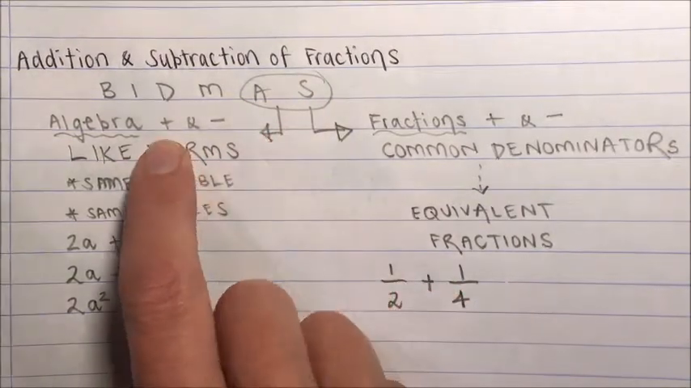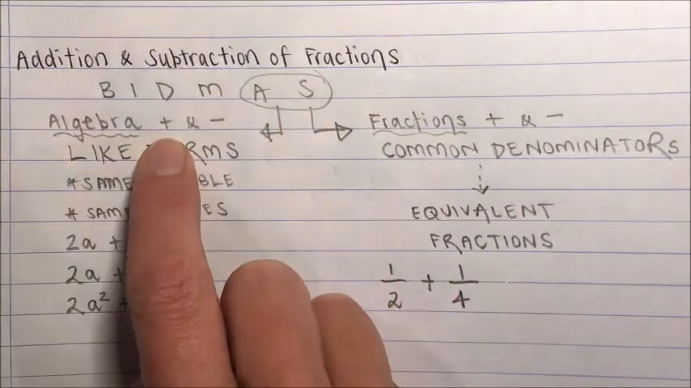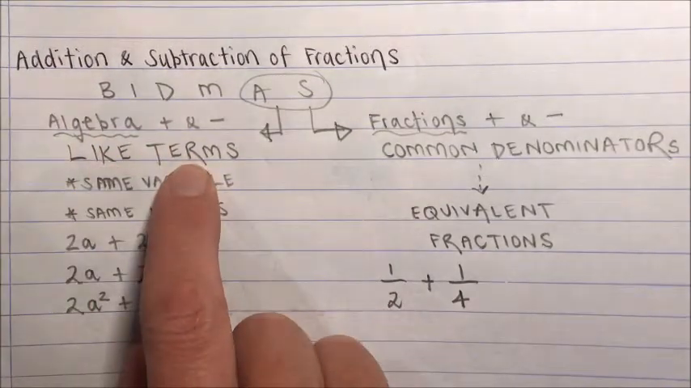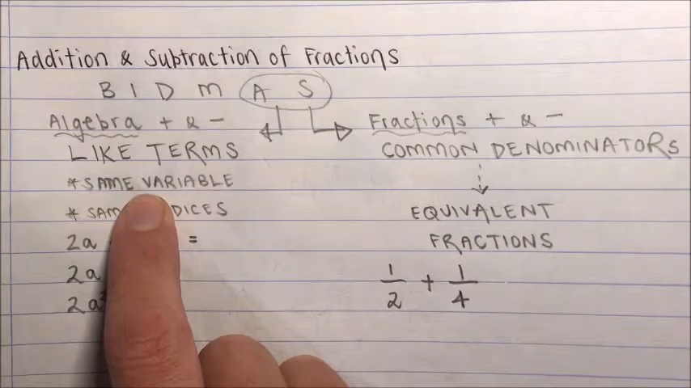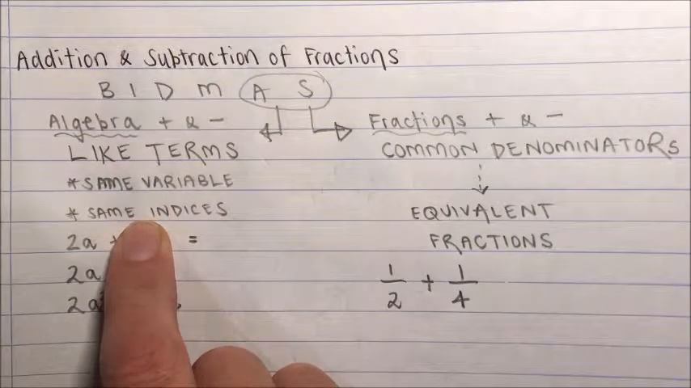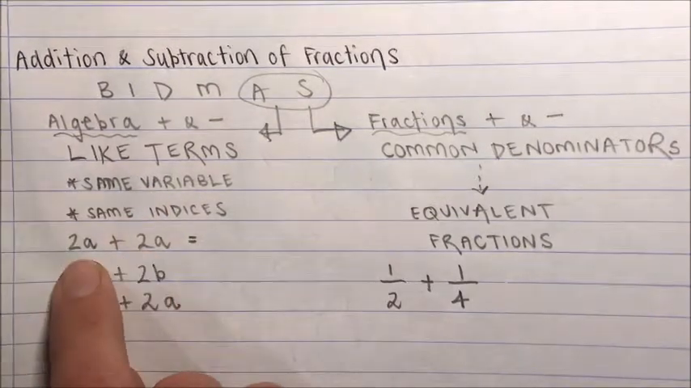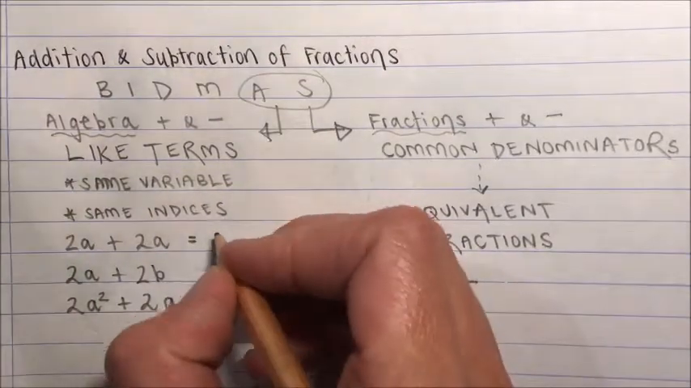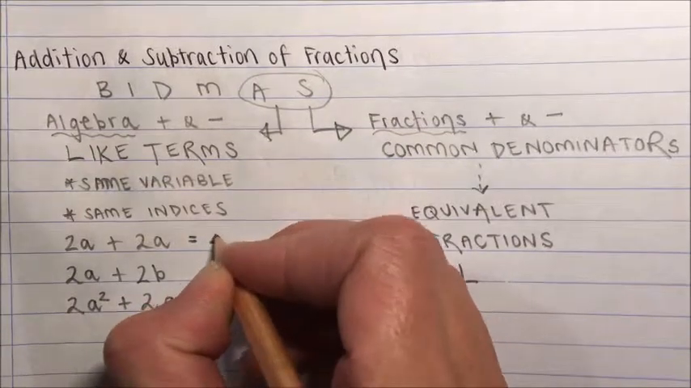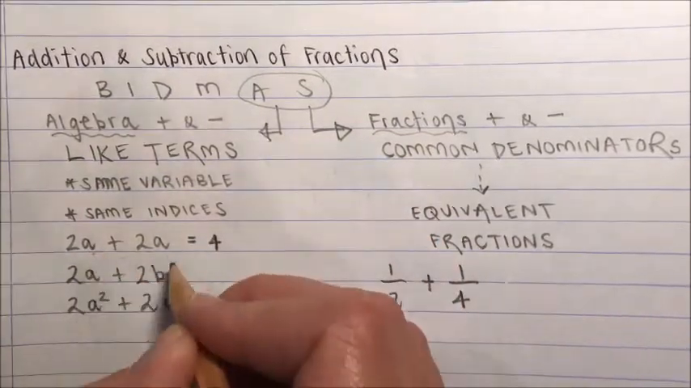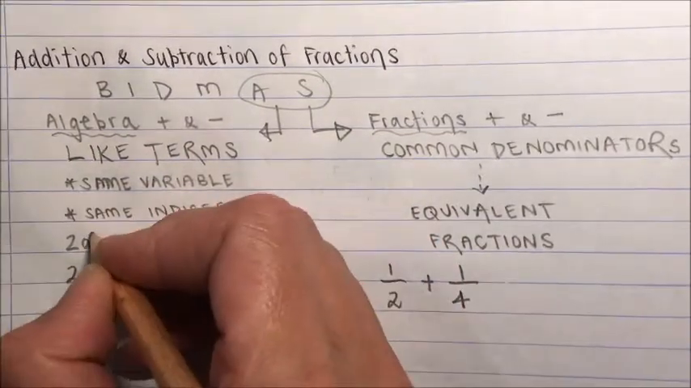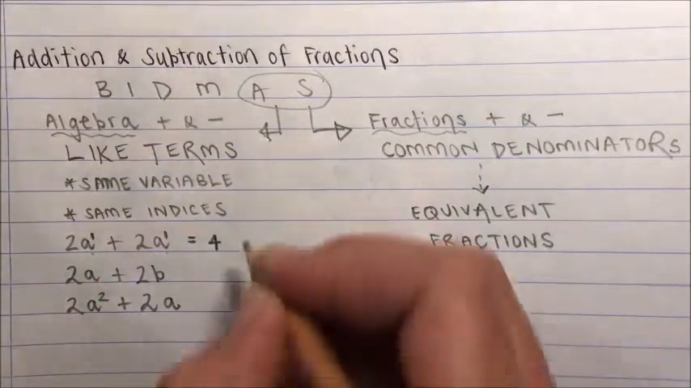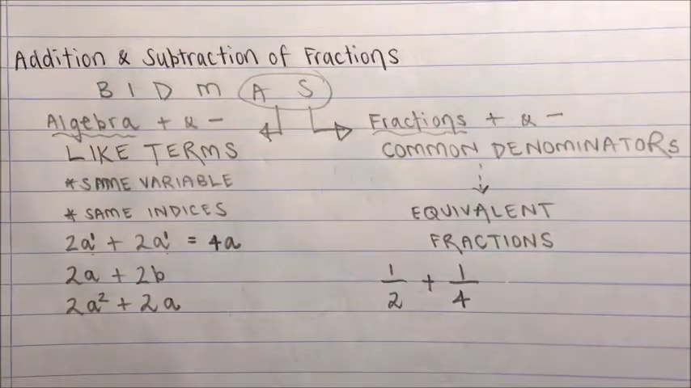Last term when we were adding and subtracting in algebra, we know we had to look for like terms. That meant terms that had the same variables and the same indices. So let's have a look at this one, 2a plus 2a. Yep, I can totally do that. Add my coefficients, 2 plus 2 is 4, and a plus a, because I know that's got a sneaky little invisible a to the power of 1. They're the same. The answer is 4a.